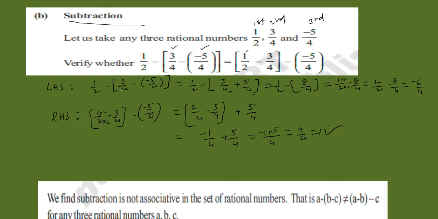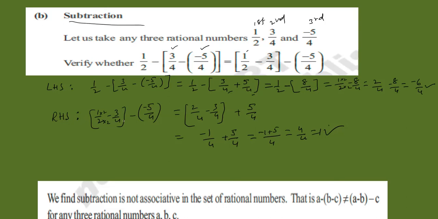Once again we check it. 3 by 4 minus how? Minus 5 by 4. That means 3 by 4 plus 5 by 4. Both are like fractions. Hence 1 by 2 minus 8 by 4. Here we subtract 8 by 4 from 1 by 2. Hence we convert 1 by 2 into a like fraction. We multiply both the numerator and denominator by 2. That is 2 by 4 minus 8 by 4. What we got? Minus 6 by 4.